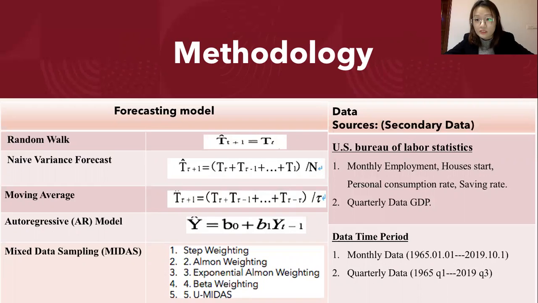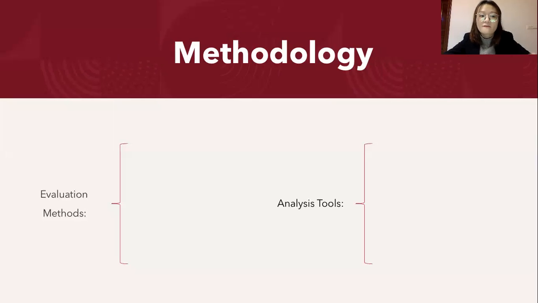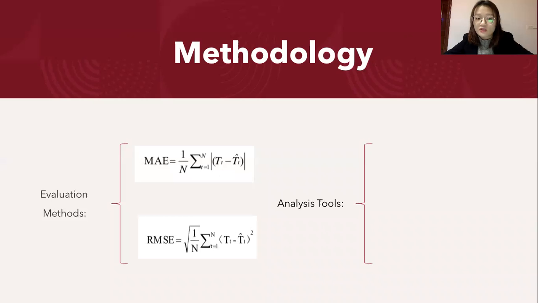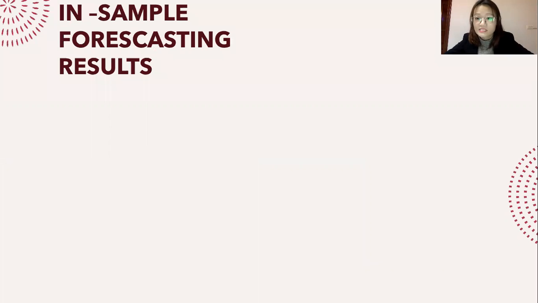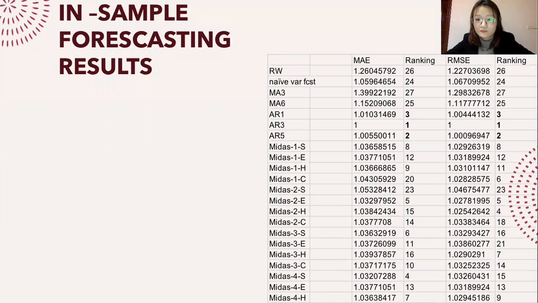And for the data time period, I chose a very long time, which is 1965 to 2019. But the data that I use is only part of this time period. For the evaluation method, I use MAE and RMSE to evaluate the results for the in-sample and post-samples. And during the analysis, I will use EViews and Excel. Next, let's move to the result. The first will be the in-sample forecasting result.